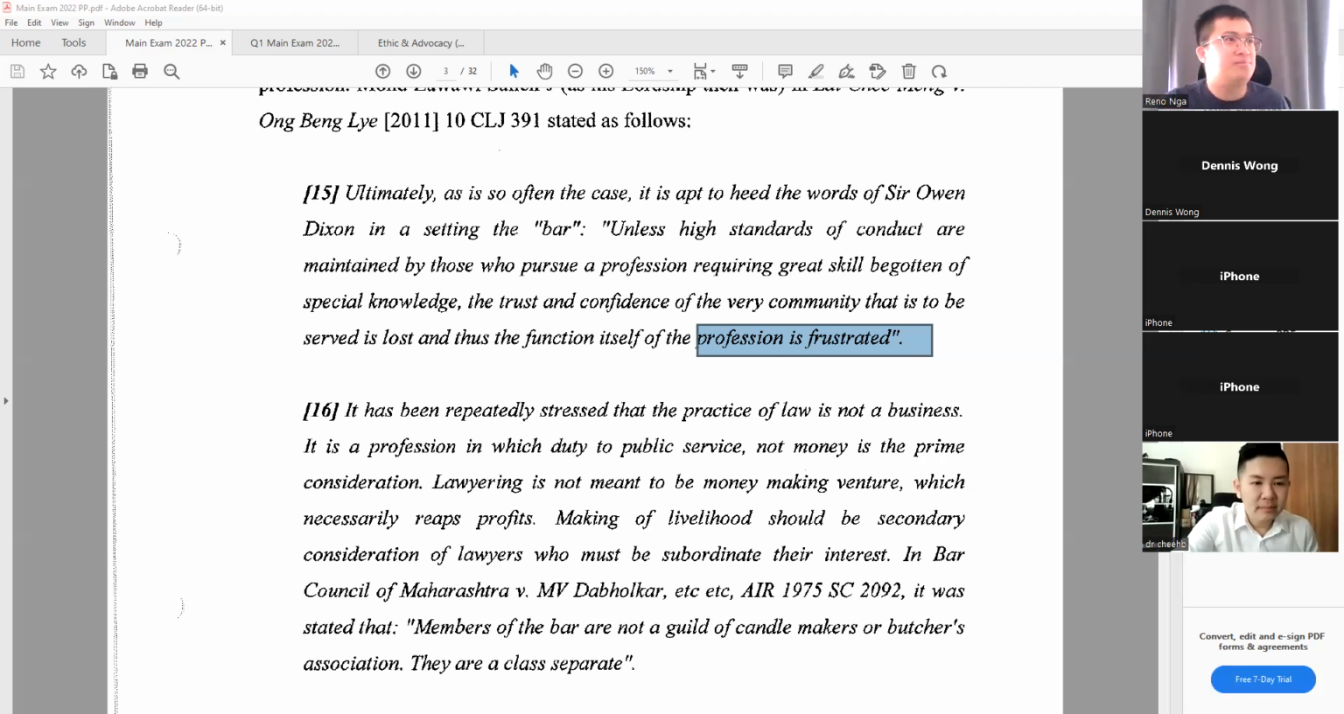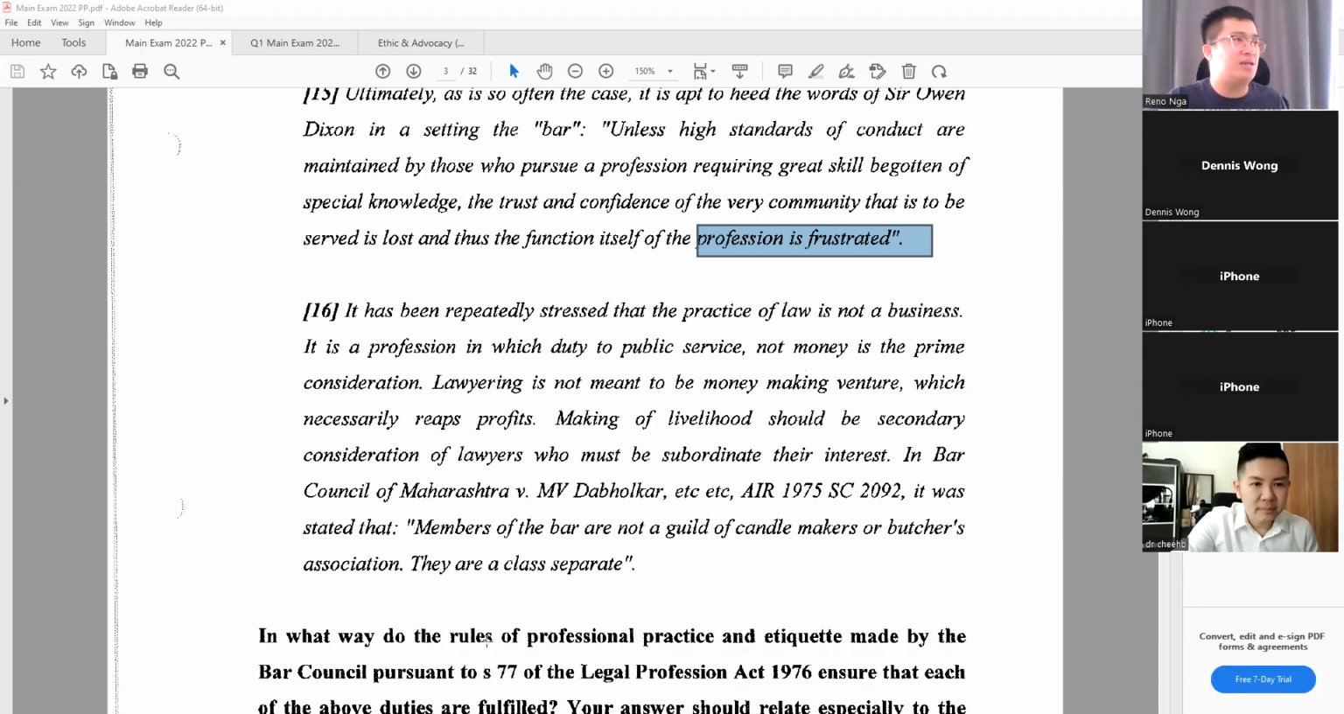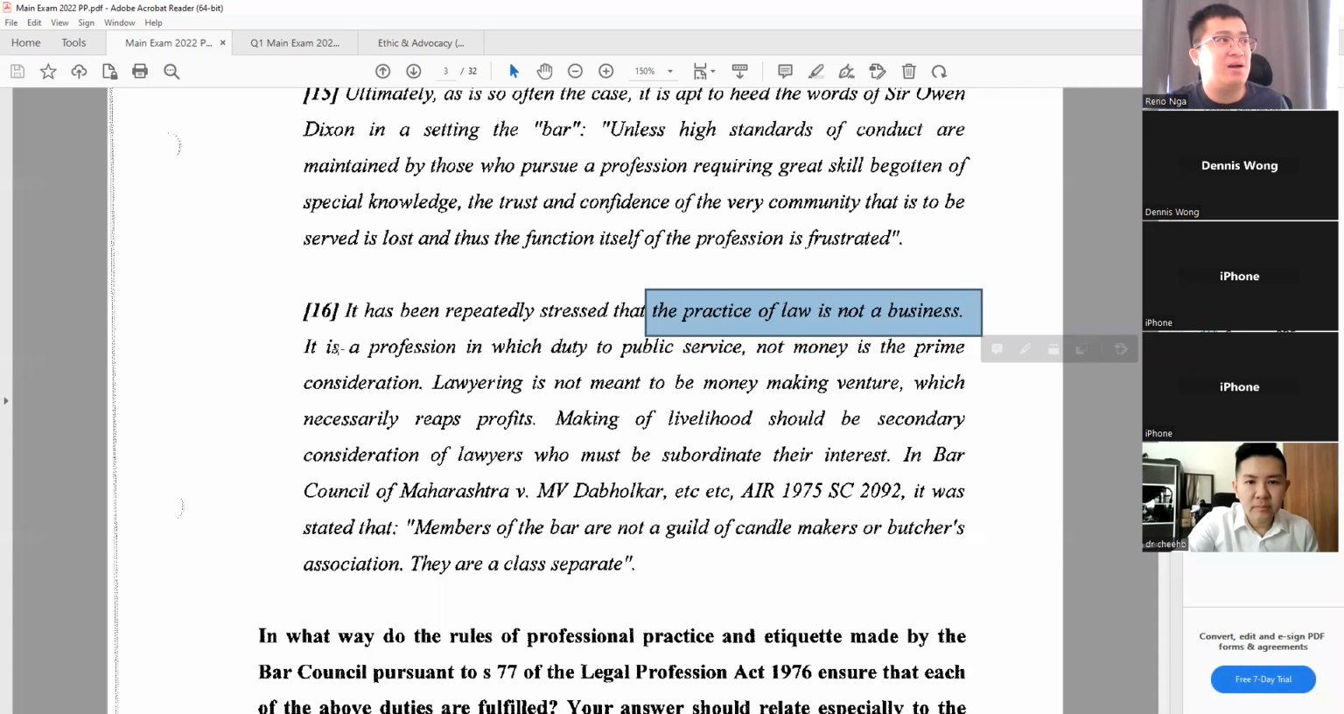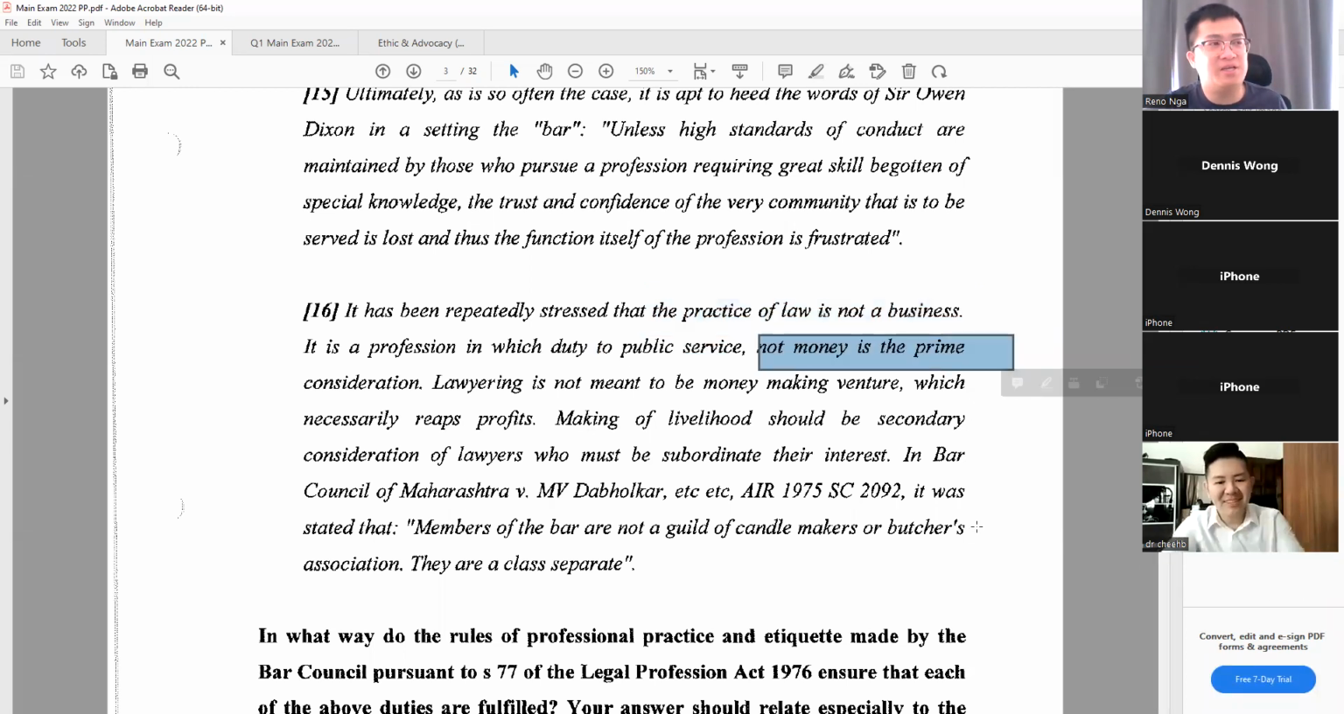Okay. Then another rule we can take note of is here. They say you cannot just take the case for money. They say money is not important. Money should be secondary.